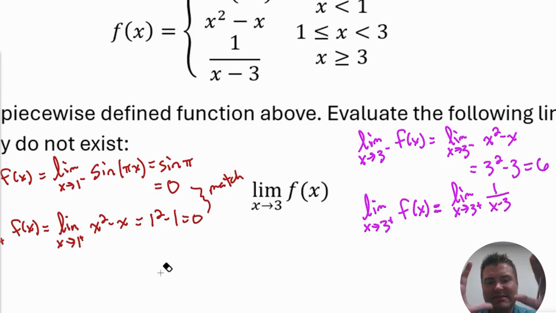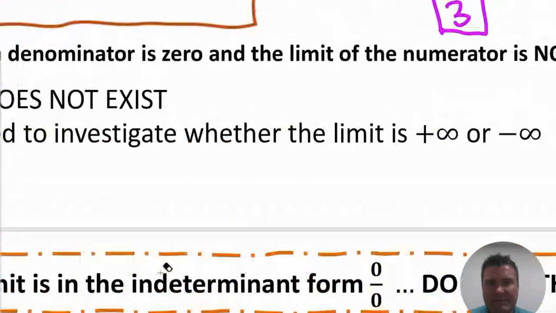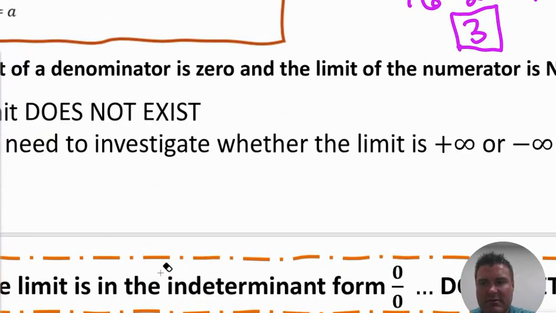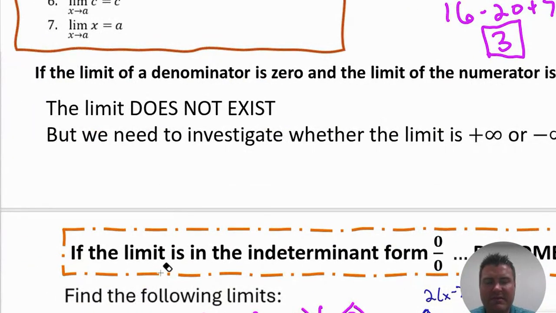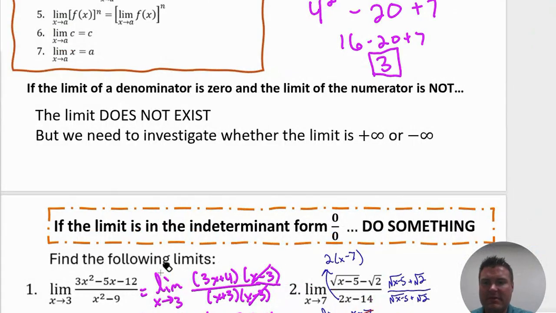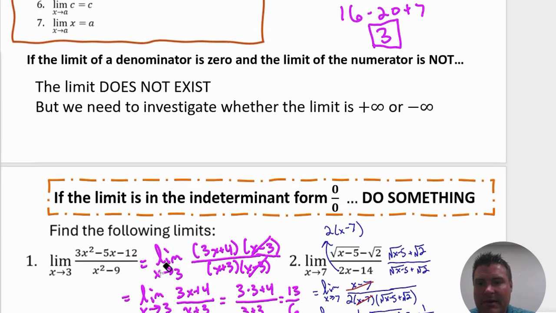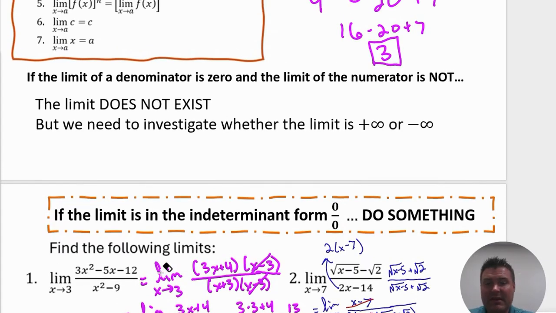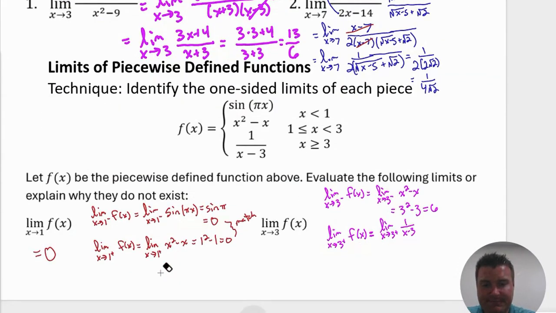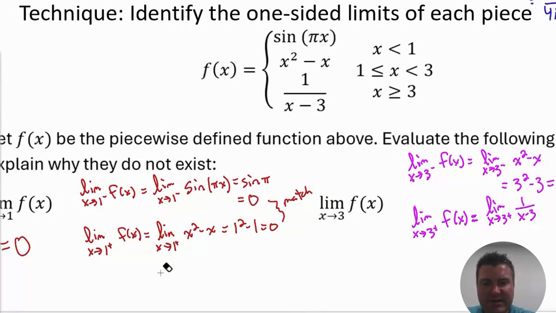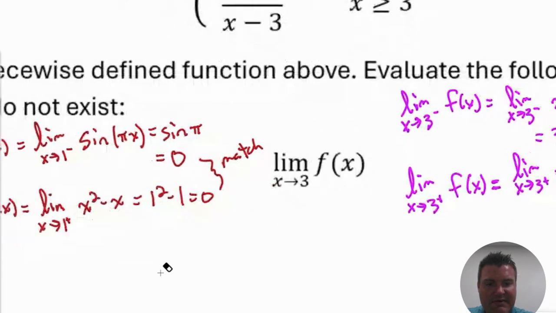And as I did in the previous slide here, it says that if the limit of the denominator is 0 and the limit of the numerator is not, we have to investigate and figure out if the limit is infinity or negative infinity, if possible. Maybe if it's one-sided, it will be negative infinity or positive infinity. If it is not one-sided, it's possible to get different infinite values on each side.